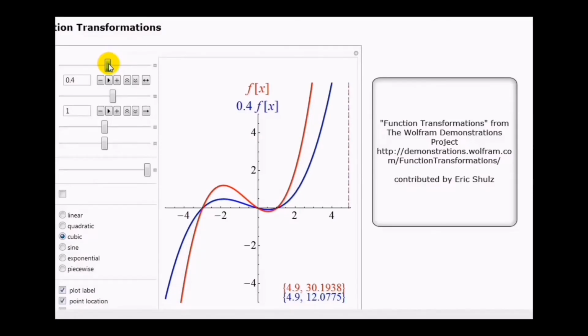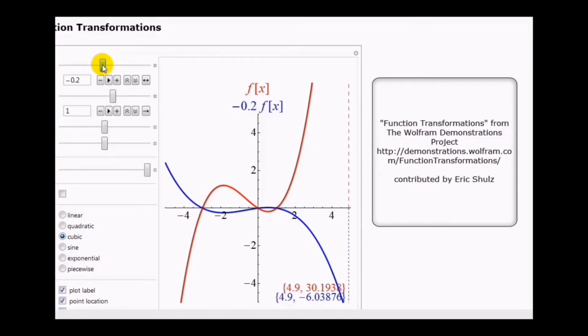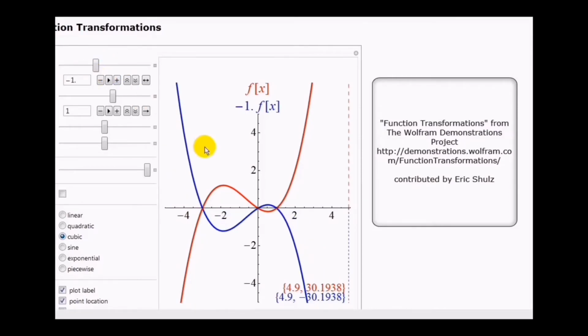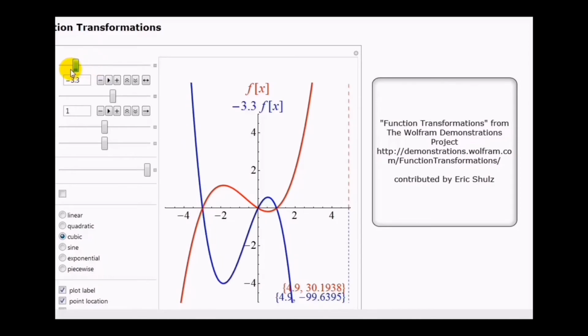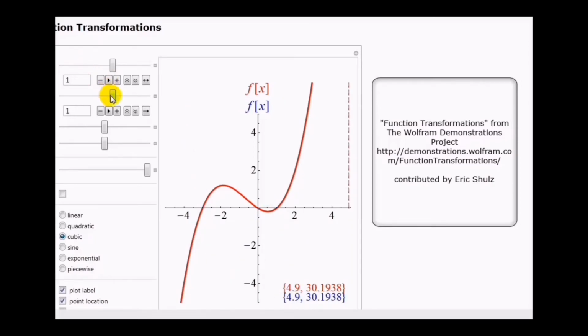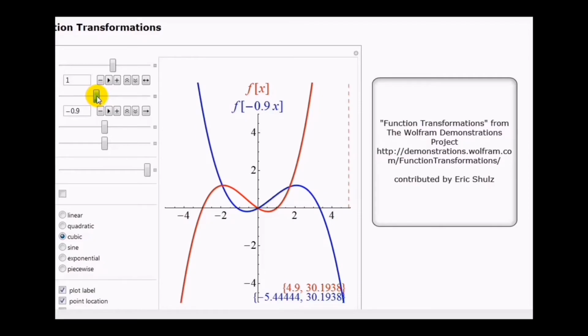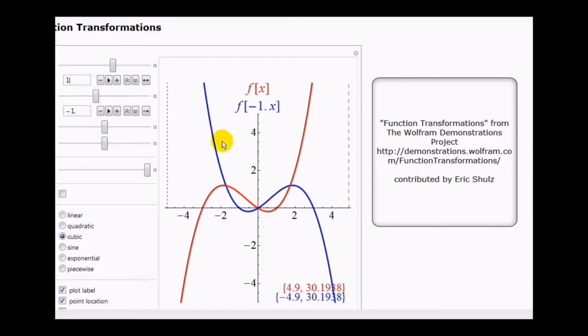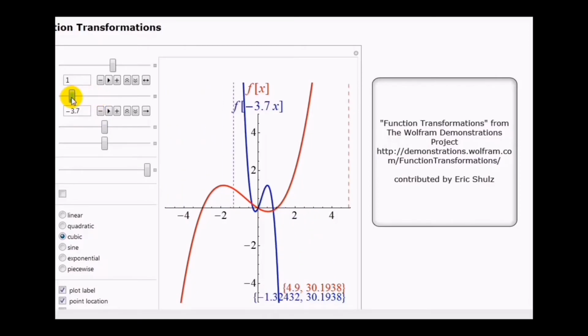Let's take a look at the graph. So we decrease a, and as soon as a is negative, it will be reflected across the x-axis. And when a equals negative 1, the blue function is a perfect reflection of the red function across the x-axis. We also have a vertical stretch when a is negative. And as soon as b is negative, it will be reflected across the y-axis. And when b equals negative 1, it's a perfect reflection of the original function across the y-axis.